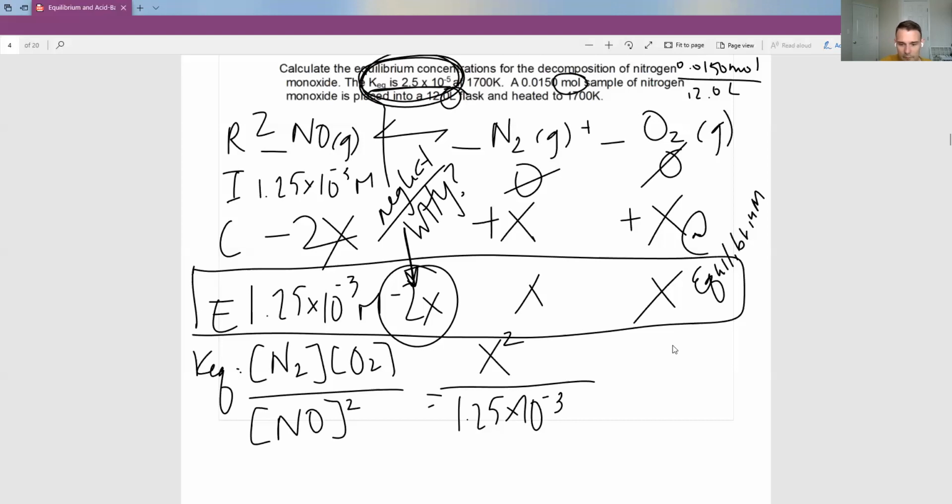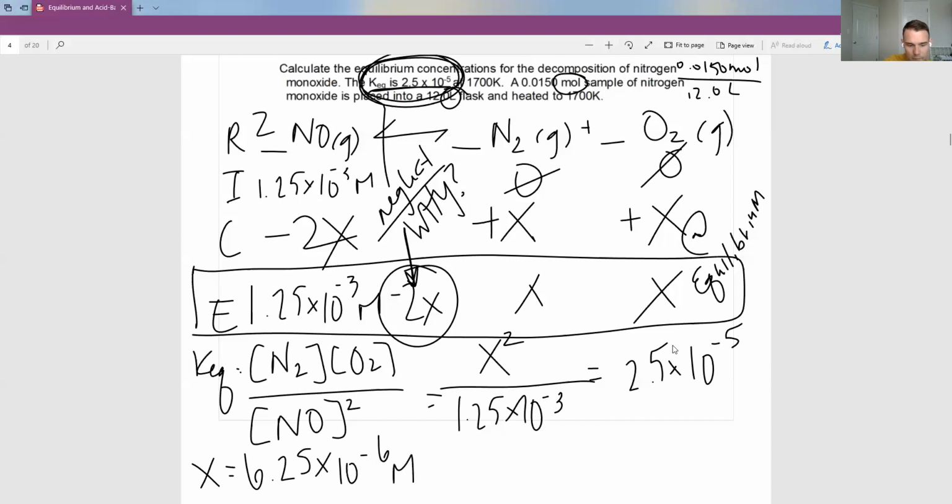So I got all that in there. I'm going to plug in my KEQ now, 2.5 times 10 to the negative fifth. Multiply both sides by 1.25 times 10 to the negative third, and then take the square root. Okay, you know how to do algebra. When you do that, x is going to give you 6.25 times 10 to the negative sixth molar. That x is the concentration of nitrogen at equilibrium. It is the concentration of oxygen at equilibrium.